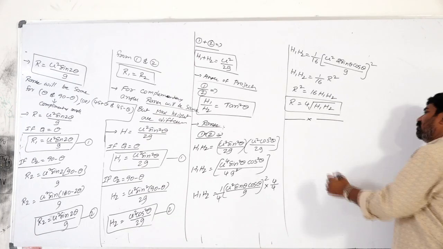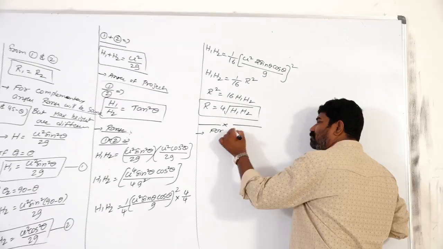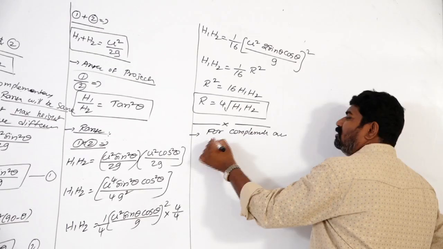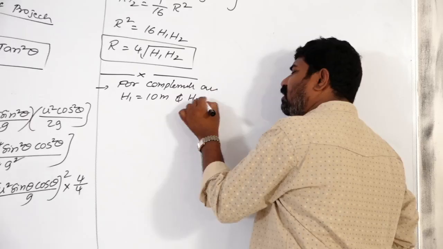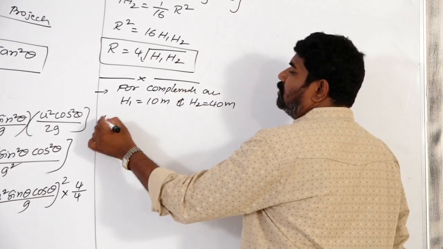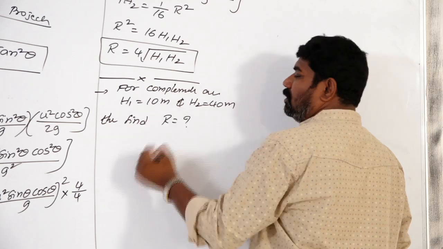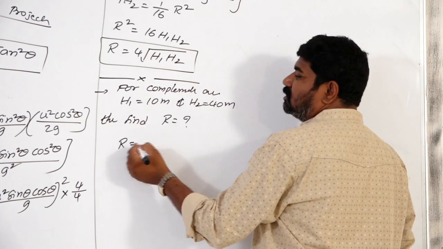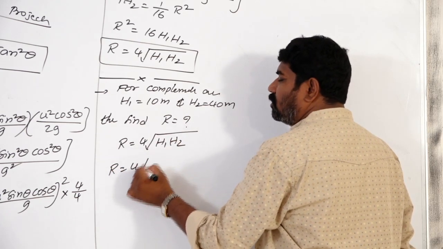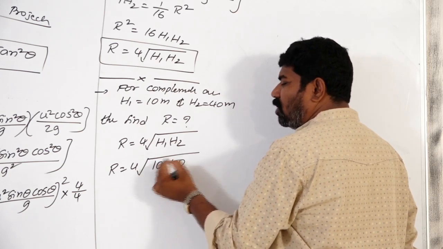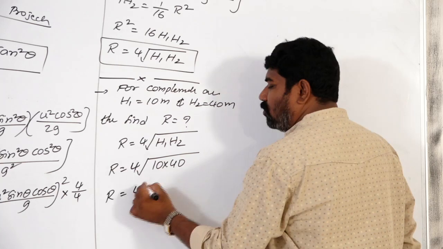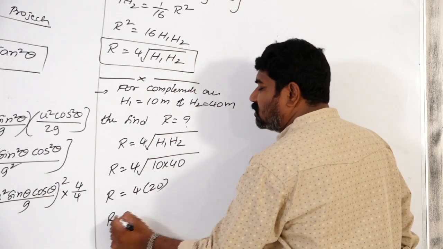For example, for complementary angles, H1 is nothing but 10 meter and H2 is nothing but 40 meter. Then find the range. What is the relation? Range R is equal to the formula 4 into root H1 into H2. So R is equal to 4 into root of 10 into 40, that is 400, which is nothing but 20. So R is nothing but 4 into 20. R is nothing but 80 meter.